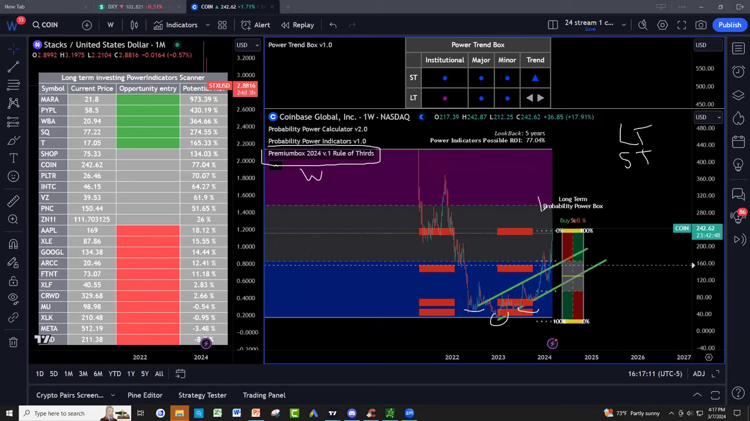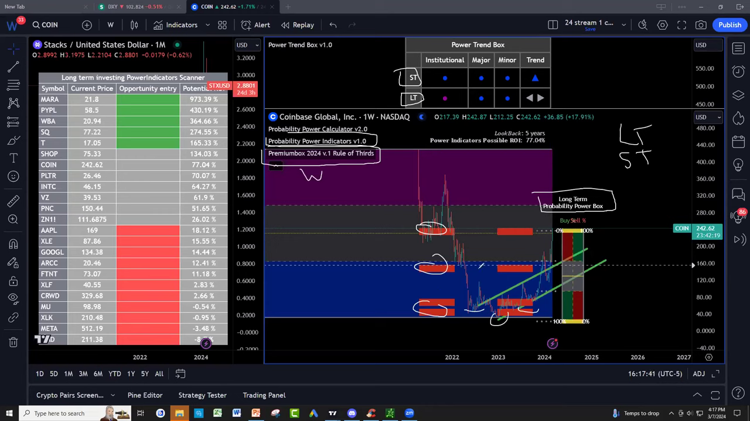You need the probability power calculator, long-term investing. You don't need the short-term calculator. And then when you pull the probability power indicator, the only thing that you want there is the institutional zones, those red dashes, and that's it. This is your settings. Don't forget also at the top, you have the power trend box. You need both settings. Choose the short term, the long term, put it at the top, middle, center.